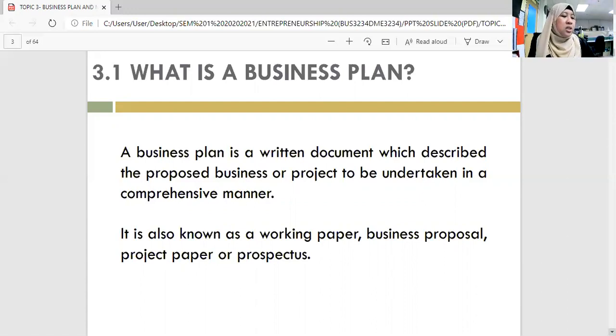So this semester, we will do an e-business proposal. Meaning to say, the e-proposal we will do in soft copy. That is a good thing and good news for you all. I know you will like it. It is also known as a working paper, business proposal, project paper, or prospectus. These are other names for a business plan.